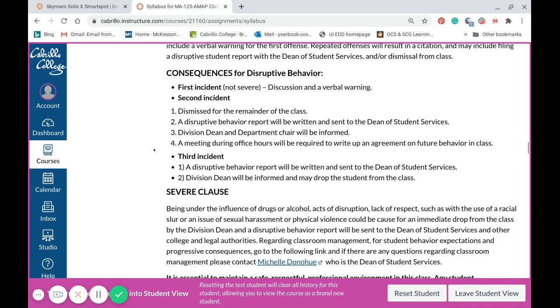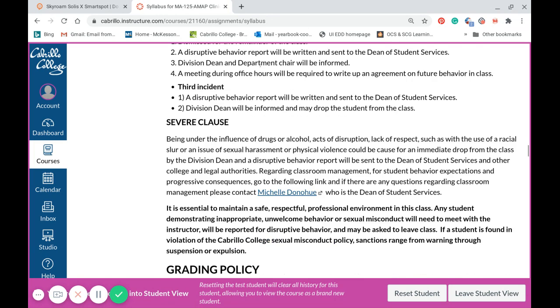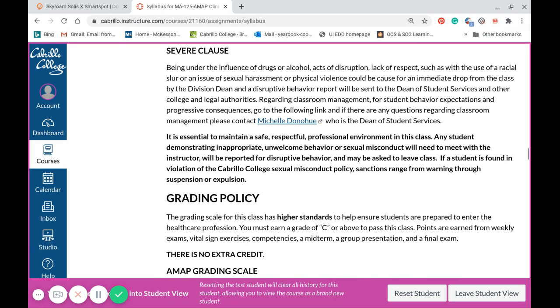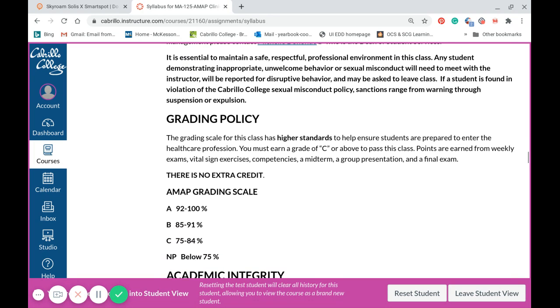Okay. There are your consequences for the disruptive behavior. Again, hopefully this isn't something we even have to refer to. But if it is, then I know what to do, and here it is. Okay, severe cases, such as being under the influence of drugs or alcohol, any racial slurs or type of sexual harassment, physical violence. That's a pretty severe issue that will go to the division dean and the dean of student services. It could mean a drop from the class or even the program. So hopefully that's not something we have to deal with.